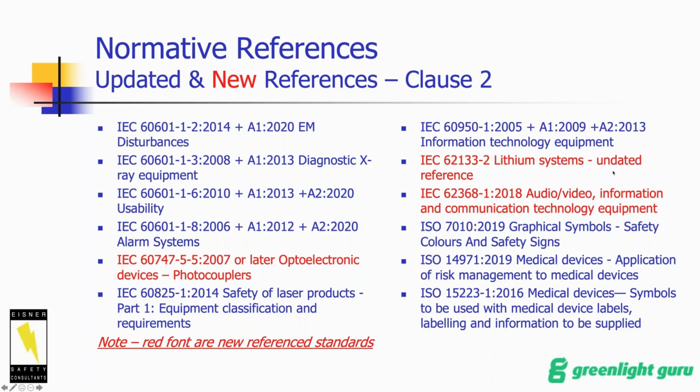62133-2 lithium systems is an undated reference, which means how our standard is written, it says the latest version of that standard. So if it changes date outside of our standard, you have to meet the latest version of that standard. But in the requirements, you'll see we're allowed to use 62133 or 62133-2, which we'll talk about later in more detail. And then for the ITE computer equipment AV standard, we have this option, which is dated, plus we also have the 60950 standard, and those are dated references.